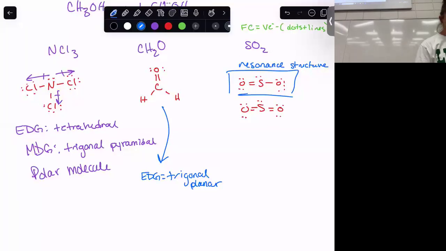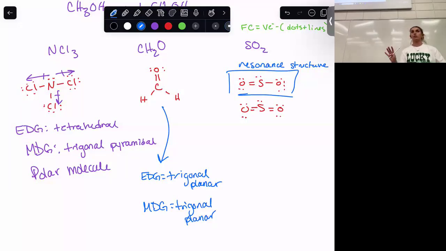We're almost done now. What is our molecular domain geometry? This is also trigonal planar. Right, we have 3 electron domains. We have no lone pairs, and so your electron domain and your molecular domain geometries are going to be the same.